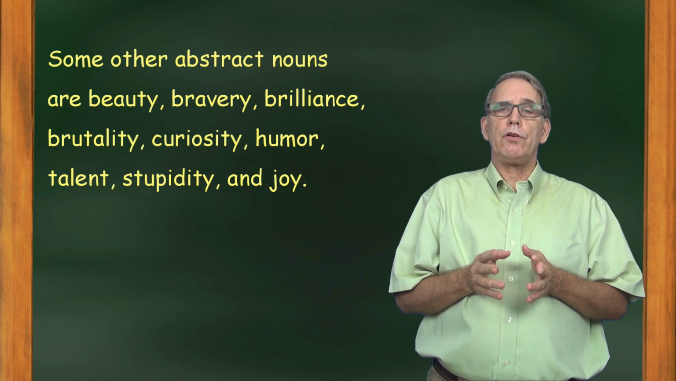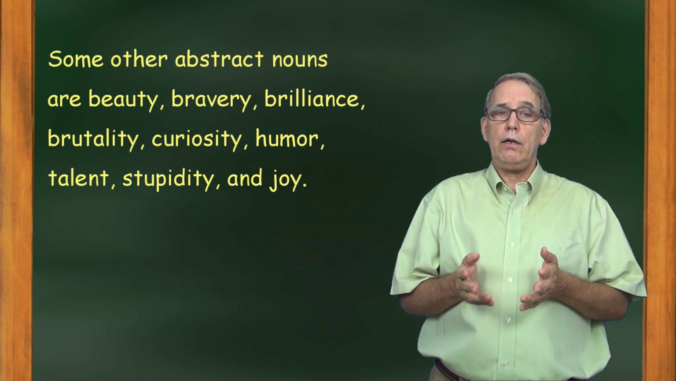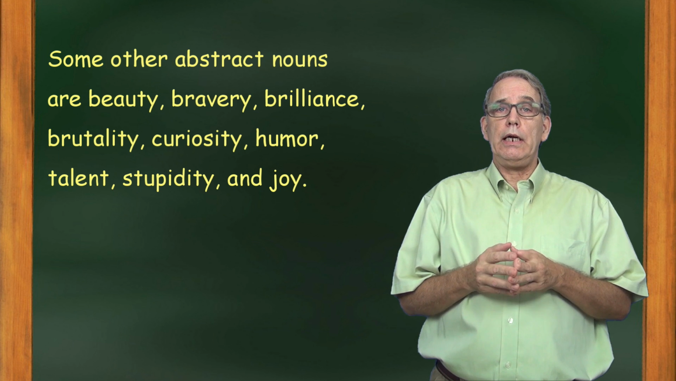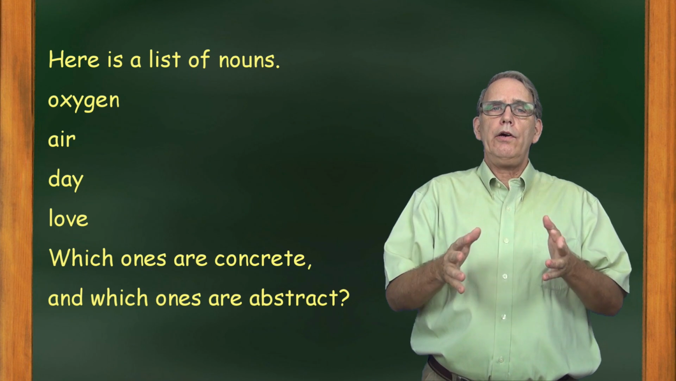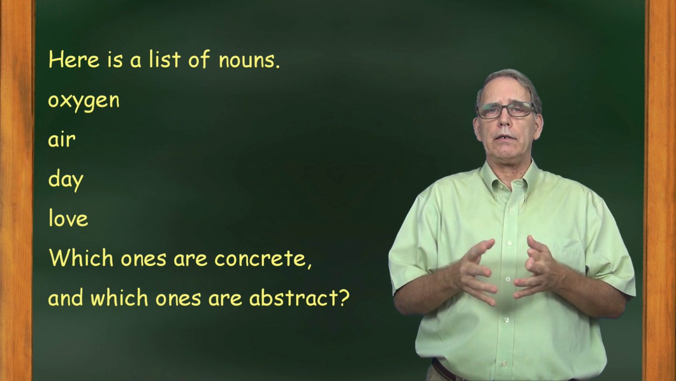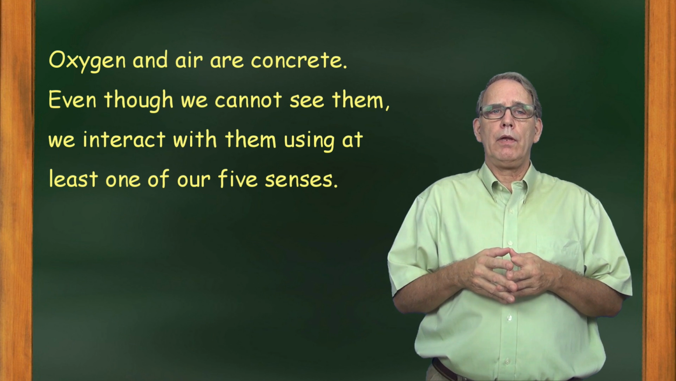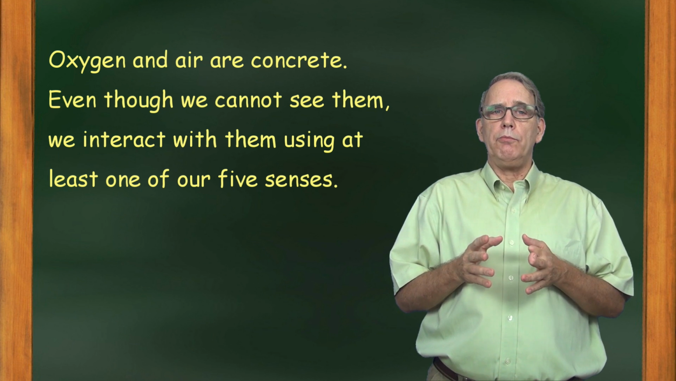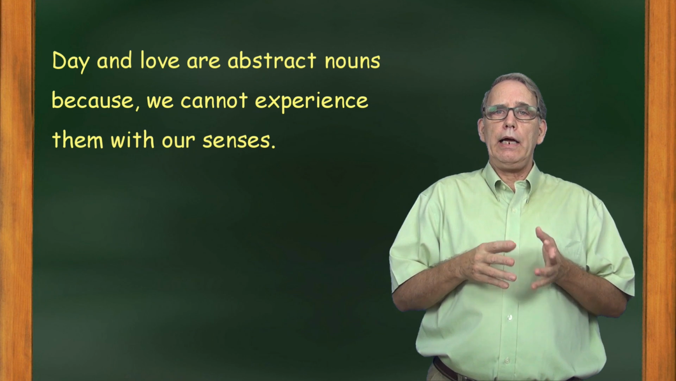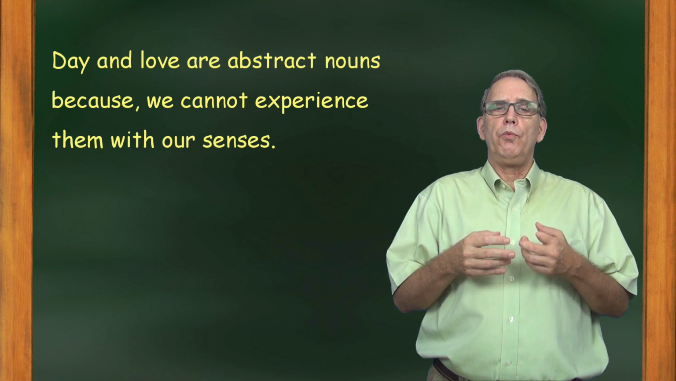Some other abstract nouns are beauty, bravery, brilliance, brutality, curiosity, humor, talent, stupidity, and joy. Here's a list of nouns. Which ones are concrete and which ones are abstract? Oxygen and air are concrete. Even though we cannot see them, we interact with them using at least one of our five senses. Day and love are abstract nouns because we cannot experience them with our senses.